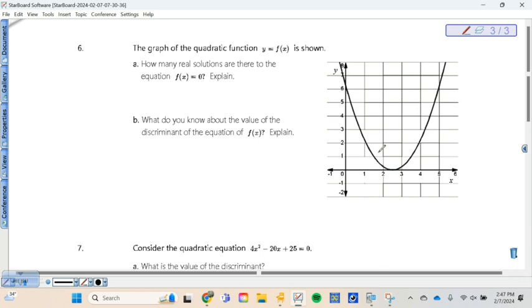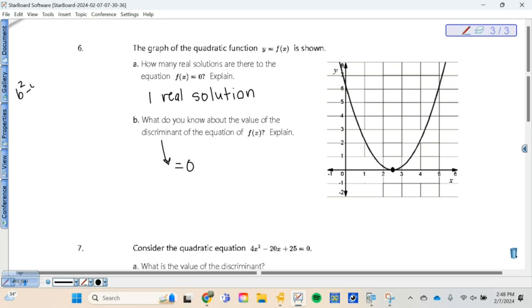All right, I've got a graph of a quadratic, and they ask me how many real solutions are there to this equation? How many real solutions are there? 1. Right here. 1 real solution. It doesn't cross the x-axis twice. It's only touching it once. So there's only 1 real solution. So what does that tell me about the discriminant? Yes, the discriminant is equal to 0.